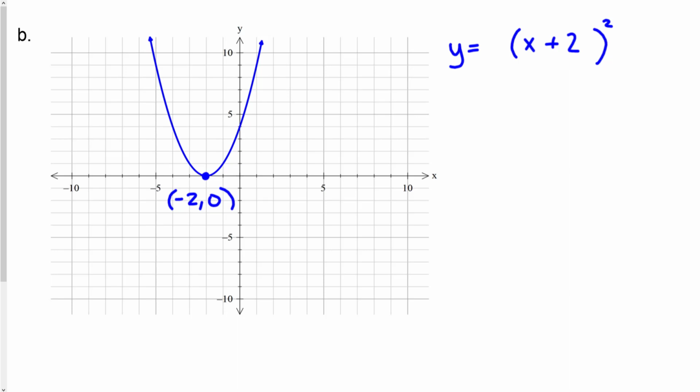The vertical shift is 0, so I don't need to put +0 outside. And it's opening upward, so the coefficient here is going to be a +1. And again, I don't need to write +1 times that. Just the simplest form is the best form.